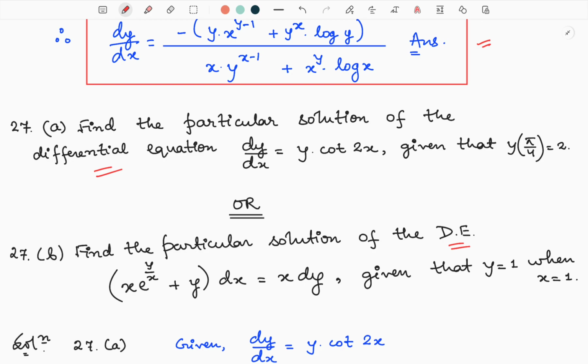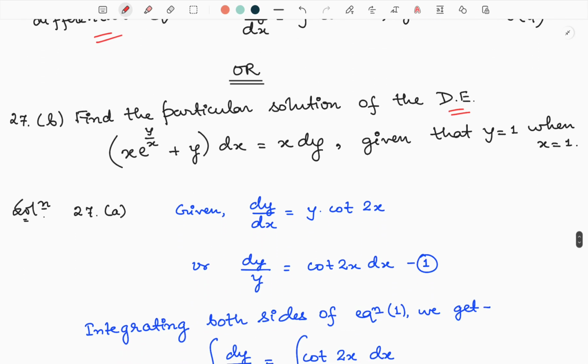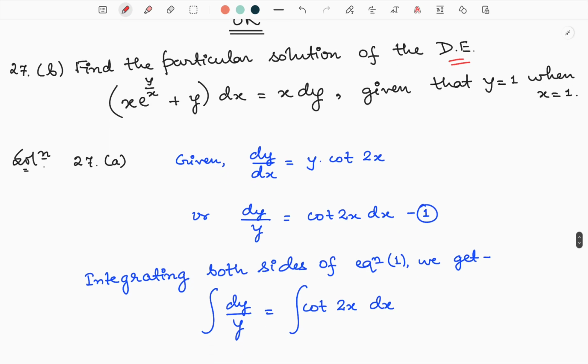To calculate the particular solution, you have to use the condition which is given along with the data. Here in part A, we have to consider y of pi by 4, or simply we can say when x is equal to pi by 4, y becomes 2. So let us solve part A, and then we will move to part B. The equation is dy by dx is equal to y cot 2x.